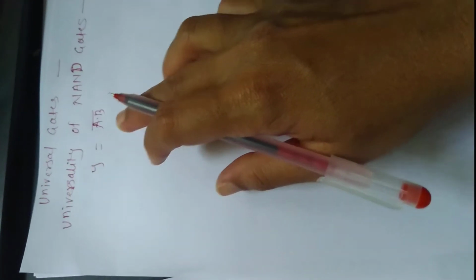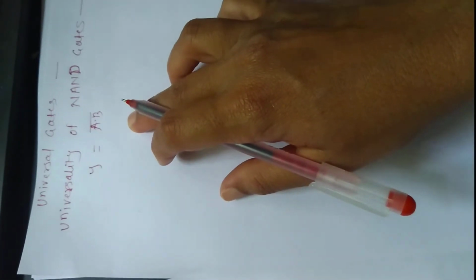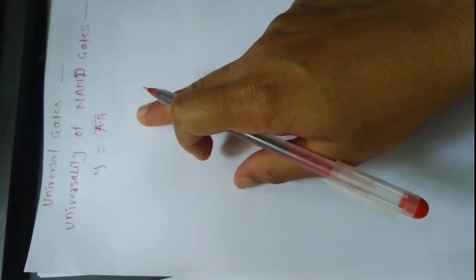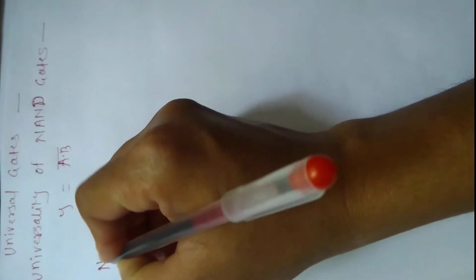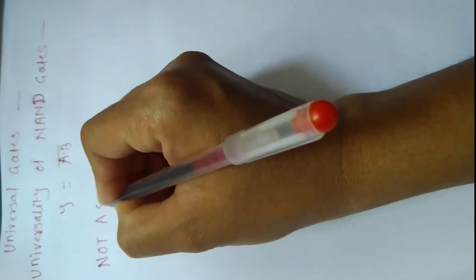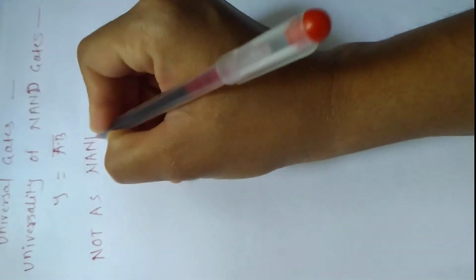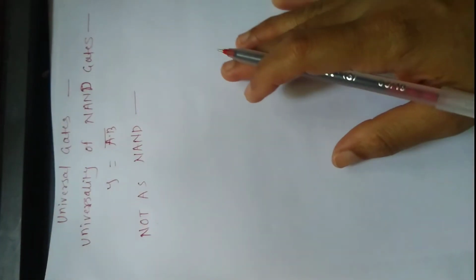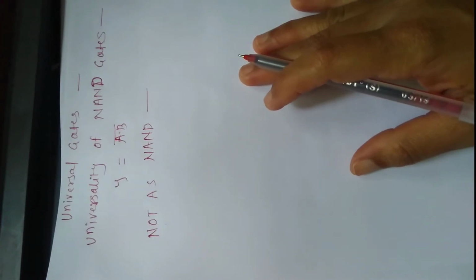By using NAND gate, we express the Boolean expression in the form of this universal gate expression. So the expression y equals a into b bar, this is the expression of NAND gate, and we have to bring the given Boolean expression into the form of NAND gate, that is a into b bar. First is the universality of NOT as a NAND, which we study here.